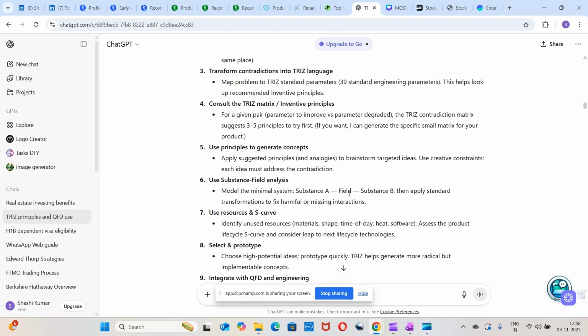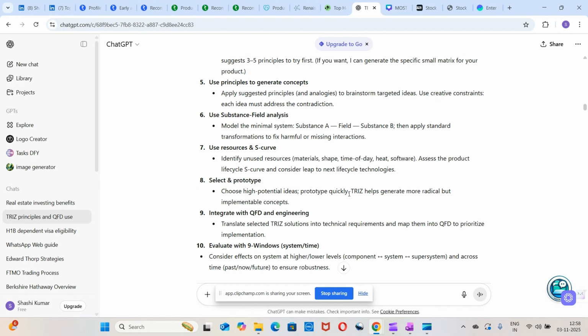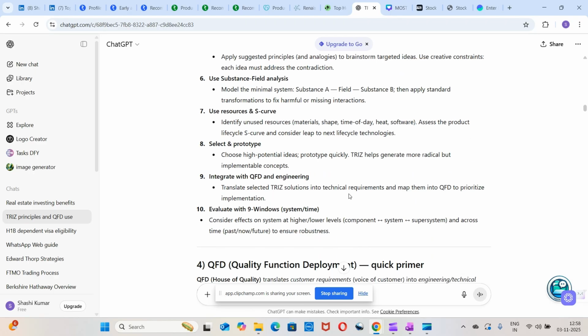Then use substance-field analysis: model the minimal system, substance A, field, substance B, and apply standard transformations to fix harmful or missing interactions. Use resources and the S-curve: identify unused resources like material, shape, time, heat, software, assess the product life cycle S-curve, and consider a leap to next life cycle technologies. Choose some high potential ideas from them and prototype quickly. TRIZ helps generate more radical but implementable concepts.